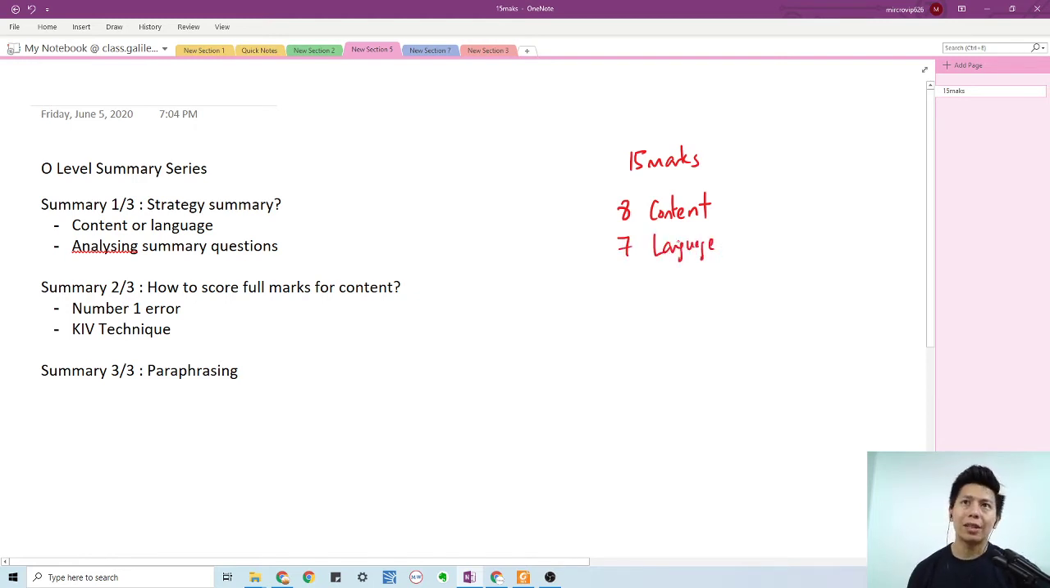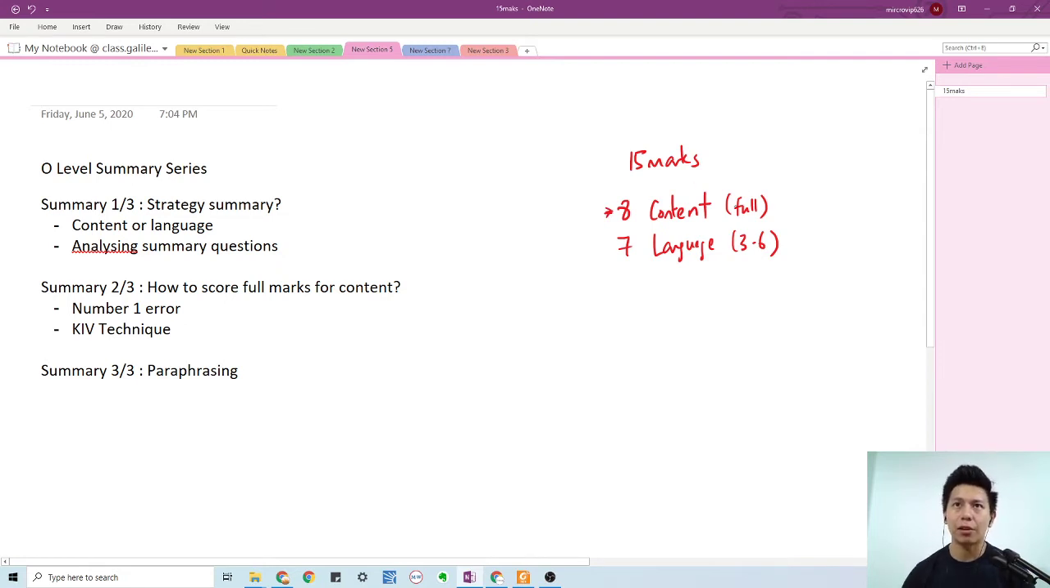One thing for you to note is that content is the part that you can confidently score full marks. So this is where you should aim for full marks. Whereas language, I would say to score full 7 is not easy. Most people are gonna hover between 3 to 6 marks. Okay. Now, having said that, I would suggest all of you to focus as much as possible on scoring the full 8 marks for content.